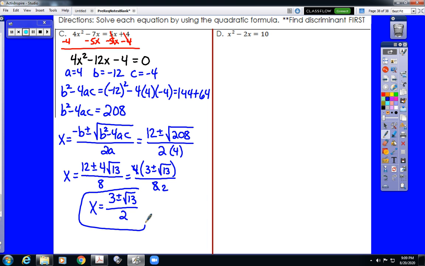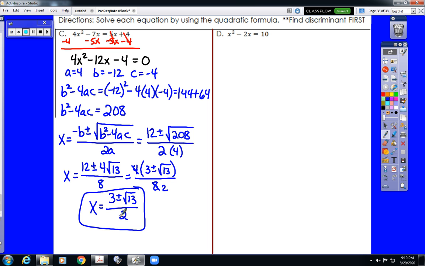Our answer will not get any better than that. So here, if you want to think about it this way, all three numbers are divisible by 4, so we can divide all three numbers by 4, which would give us 12 divided by 4 is 3, 4 root 13 divided by 4 is root 13, 8 divided by 4 is 2.